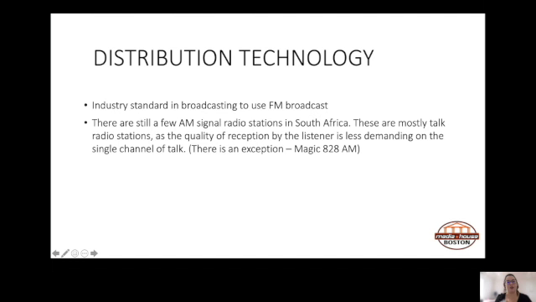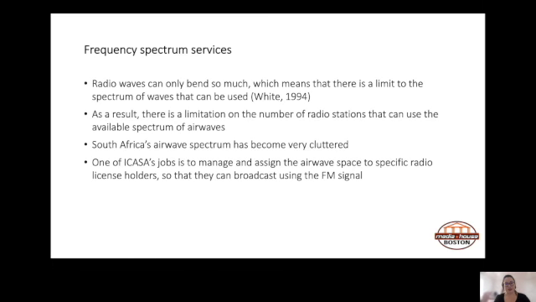So you get mono versus stereo. If you record something in mono, it'll only be on one channel. If you record something in stereo, it'll be on 2 channels. The use of radio waves as a method for transferring sound has become quite complicated.